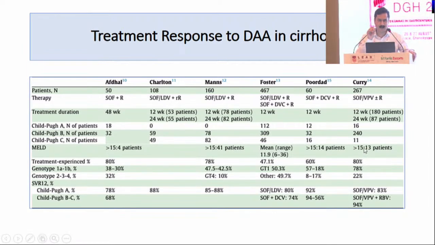So the only caveat here is that if you have advanced liver disease, the response to Hep C treatment might not be as good as in patients who have early decompensation.